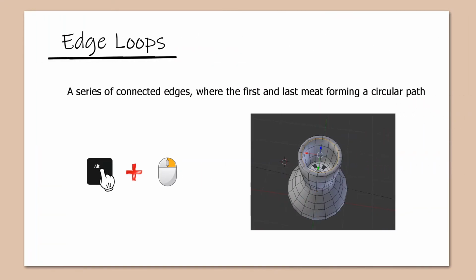Selecting edge loops. An edge loop is a series of connected edges, where the first and last meet, forming a circular path. This is a good example. To select an edge loop, simply right-click while holding Alt. We will be using this extensively for marking seams in the next lecture.